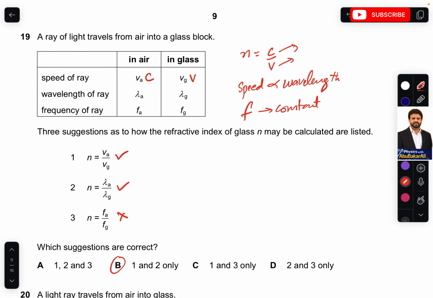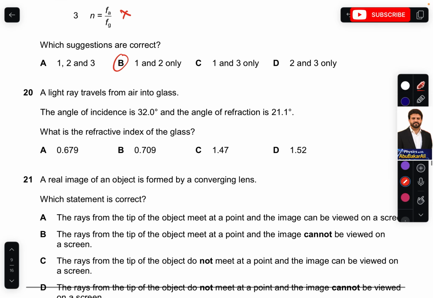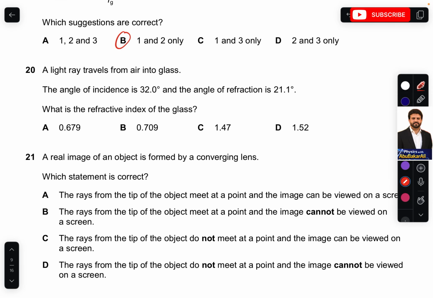Okay. Question 20. A light ray travels from air into the glass. The angle of incidence is 32 and the angle of refraction is 21. What is the refractive index? It's pretty simple. You have to apply sine i over sine r. Make sure your calculator is in degree mode. It should be showing this D sign on the top of the screen. It should not be in radians. So sine of incidence is 32 and this is 21. When you do the calculation, you will get 1.47. That is option C.